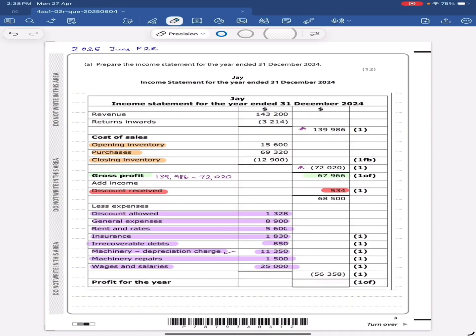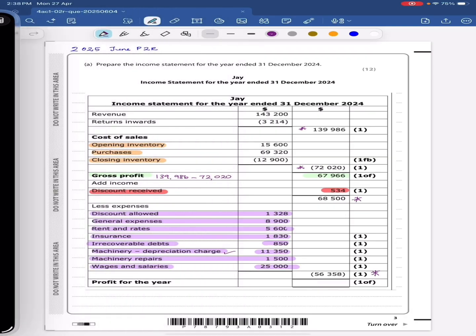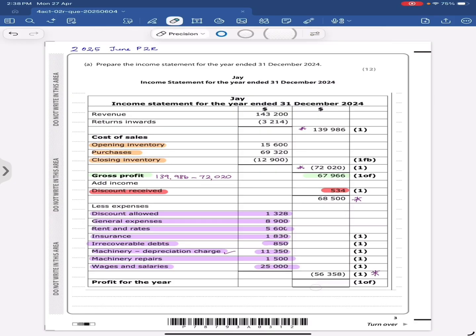Write that within brackets. Now from this figure you take away the expenses. That is 68,500 take away 56,358. That's 12,142. This should be the profit for the year.